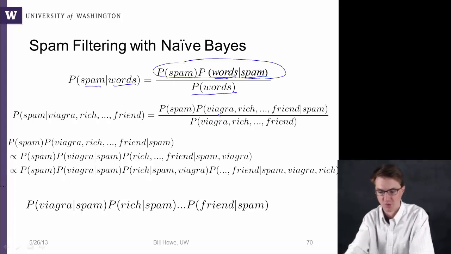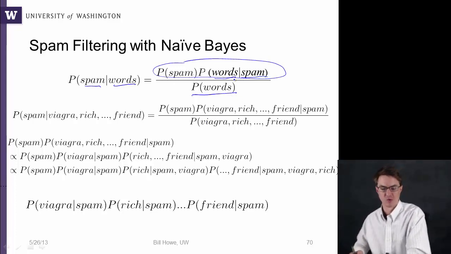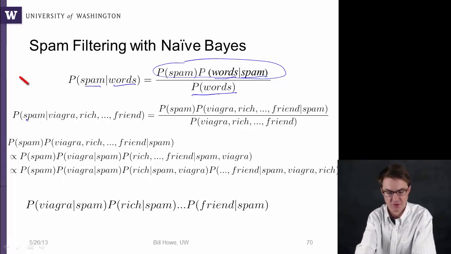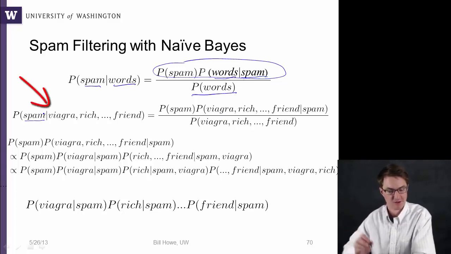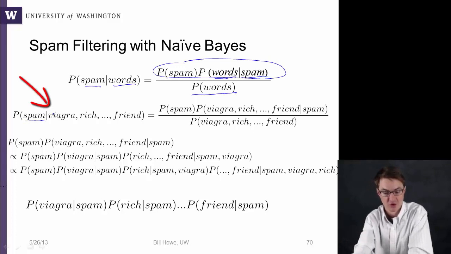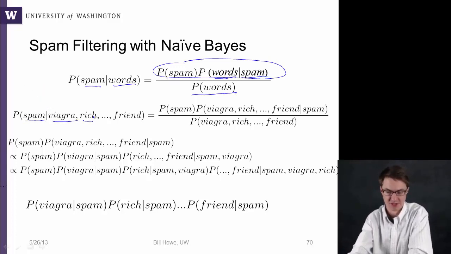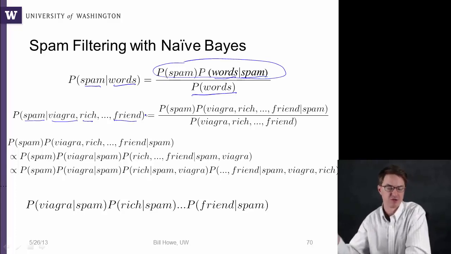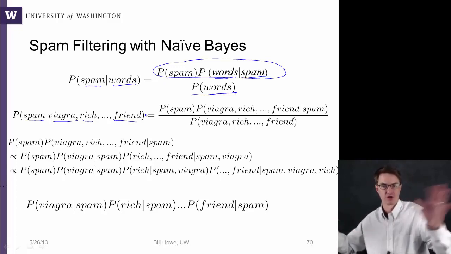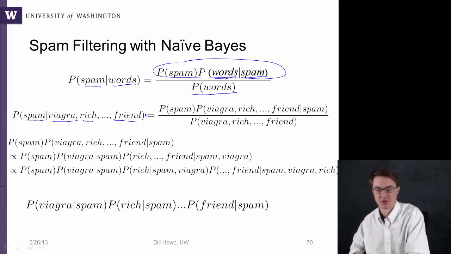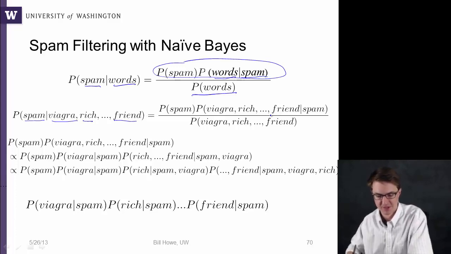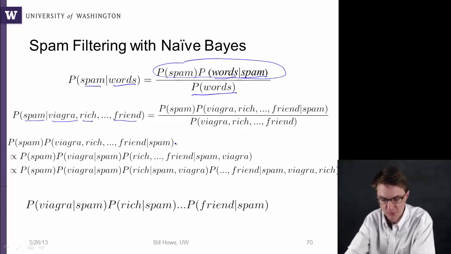So, before we get rid of the denominator, re-expressing this, what do we mean by words? Well, you can rewrite this as the probability that the email message is spam, given that the word Viagra appears in the message, given that the word rich appears in the message, given that the word something more innocuous, perhaps like friend, appears in the message. So all the words in the English language, or all the words of interest to us in this test. Okay, so that's re-expressed that way.